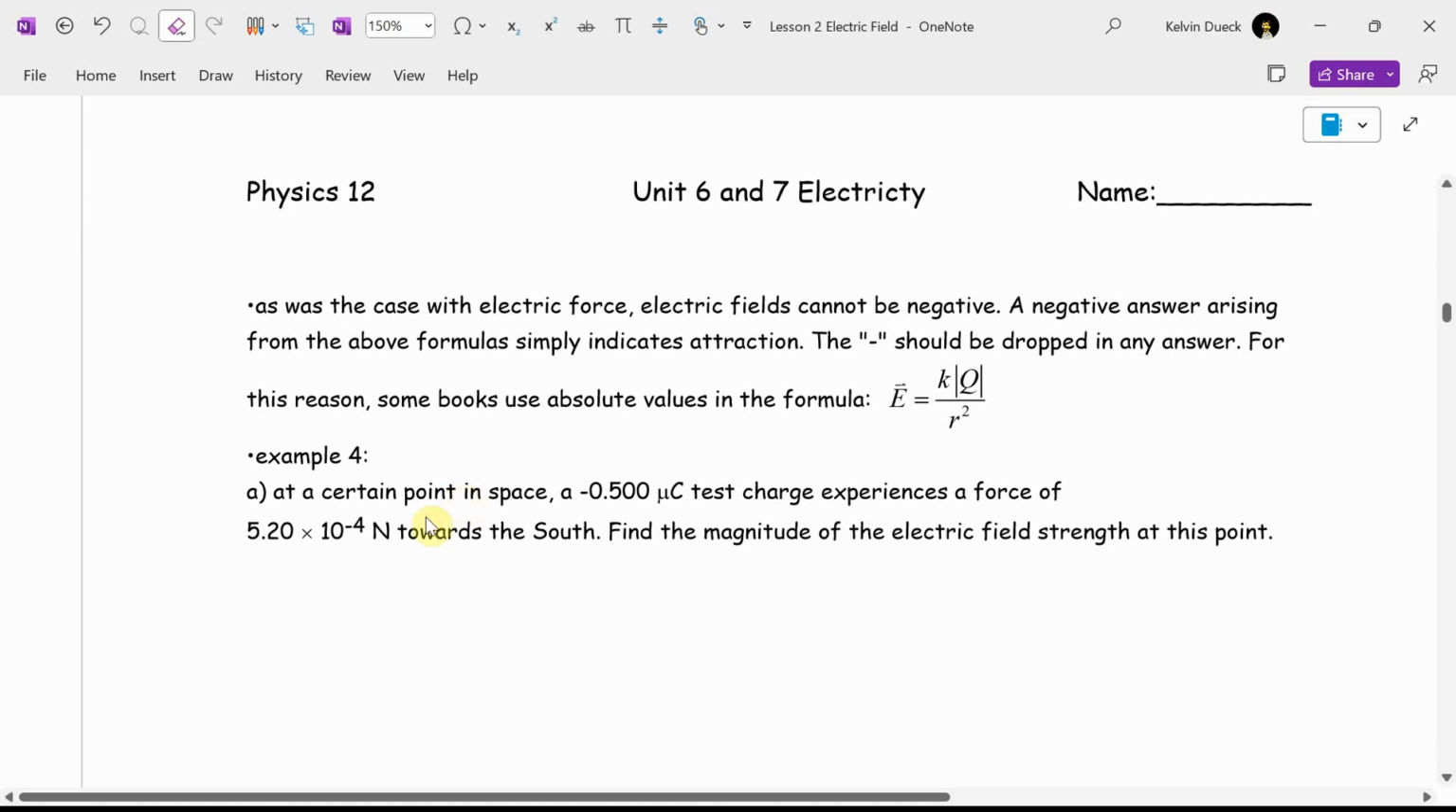As I mentioned before, turn the page, I think, as was the case with electric force, we're not going to have negative electric fields. A negative answer simply indicates attraction or repulsion, so don't put the negative into your actual calculations. That's why many textbooks will put absolute value signs around the big Q, and I think I did that on your formula sheet. Yes? Okay.